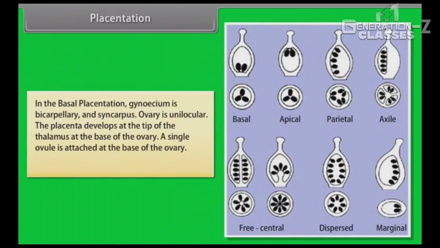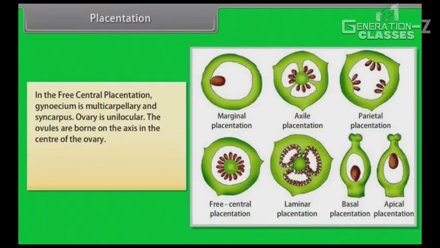In the basal placentation, gynoecium is bicarpellary and syncarpous. Ovary is unilocular. The placenta develops at the tip of the thalamus at the base of the ovary. A single ovule is attached at the base of the ovary. Example, Clematis. In the free central placentation, gynoecium is multicarpellary and syncarpous.